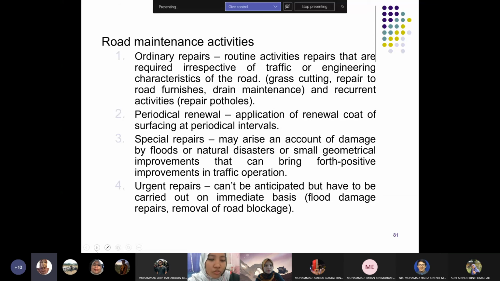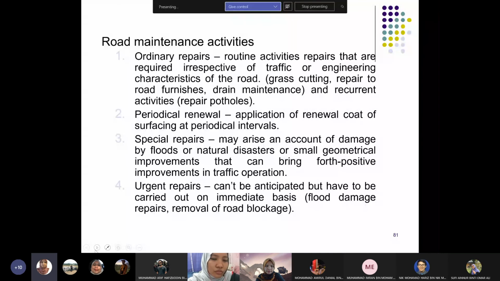You still need to do it ad hoc, right? This is a special repair, especially on natural disaster. Okay, and then we have those urgent repair, can't be anticipated but have to be carried out. Flood damage, repairs, removal of road blockage.